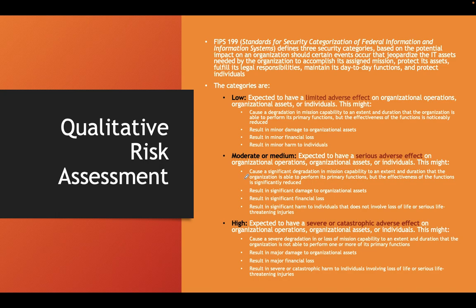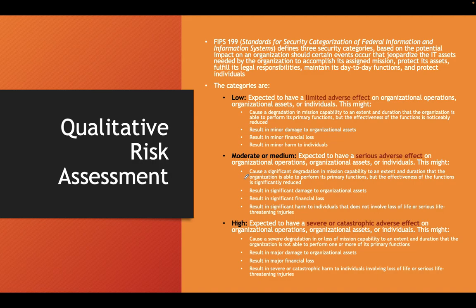So low is just the characterization that has to do with the risk is low, the threat is low. So the impact on your system is not so high. The result from the impact is minor. The harm to the individual is minor. The result on the financial loss is minor, and everything is minor when we talk about low.